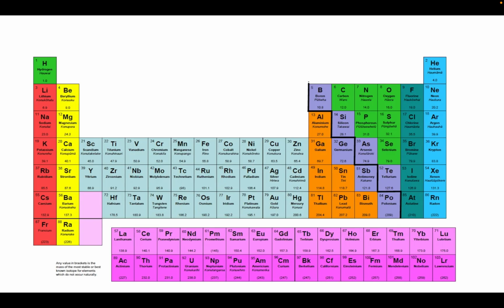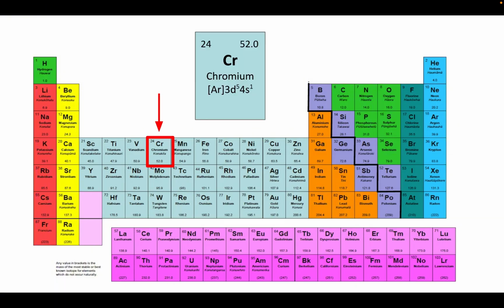So let's start with the periodic table here. As we can see, chromium is located on the 4th row and has atomic number 24. So let's start from the very beginning.